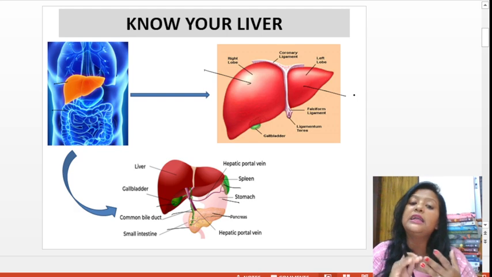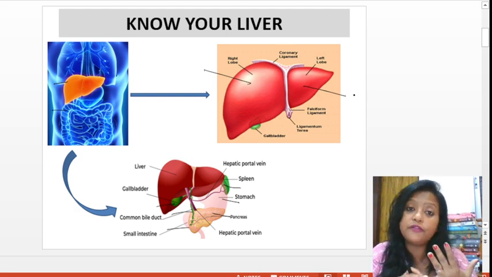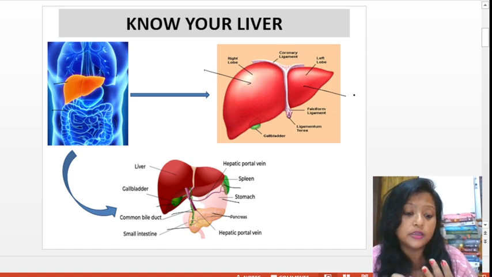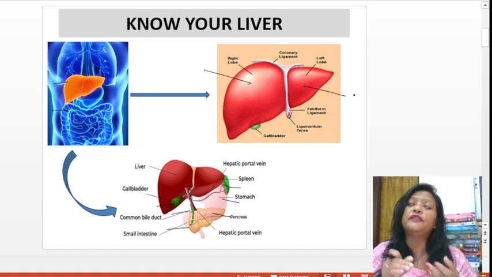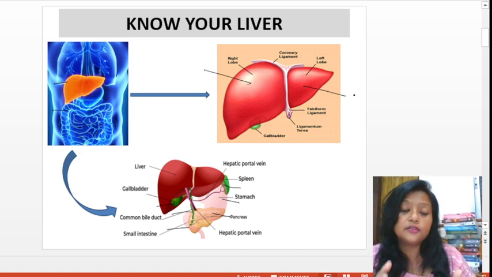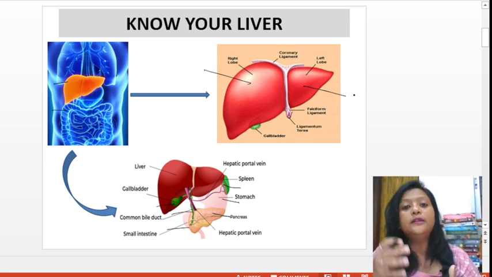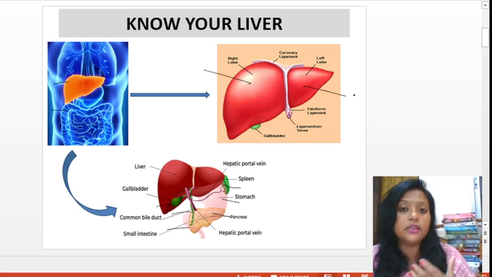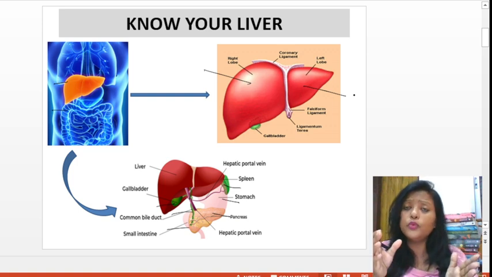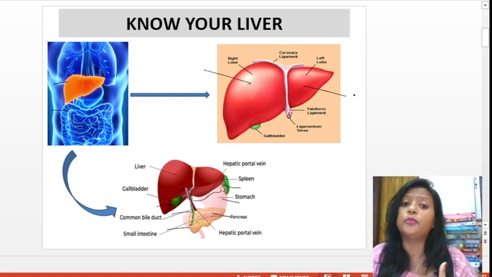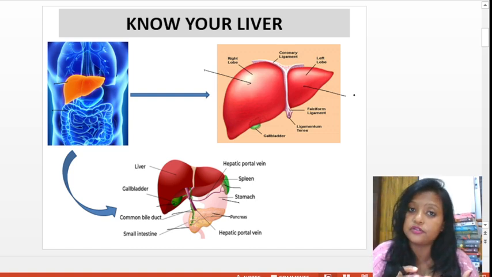The fourth function is that it helps in the clotting of blood. Number five, it helps in detoxification of blood. Now see, after digestion, what happens? Our body releases some toxins, some waste. When the blood goes to the liver after digestion, the liver will filter out these toxins and waste. It will eliminate those, which go outward of the body in the form of urine and feces. So again, liver is also helping in detoxification.